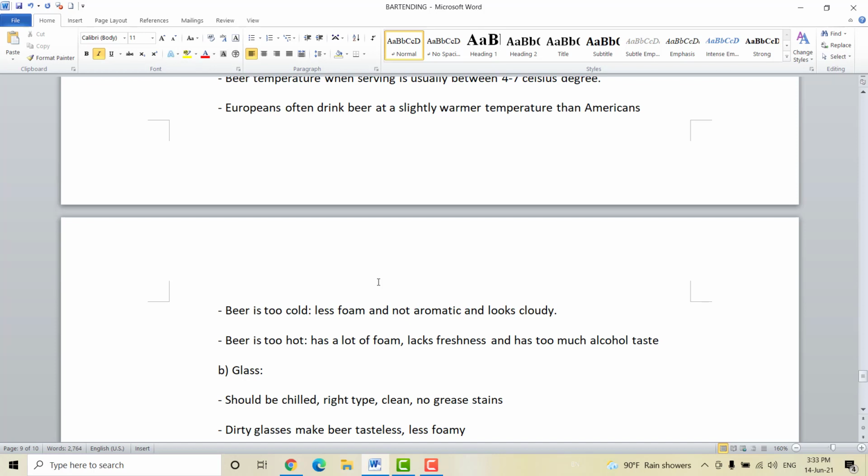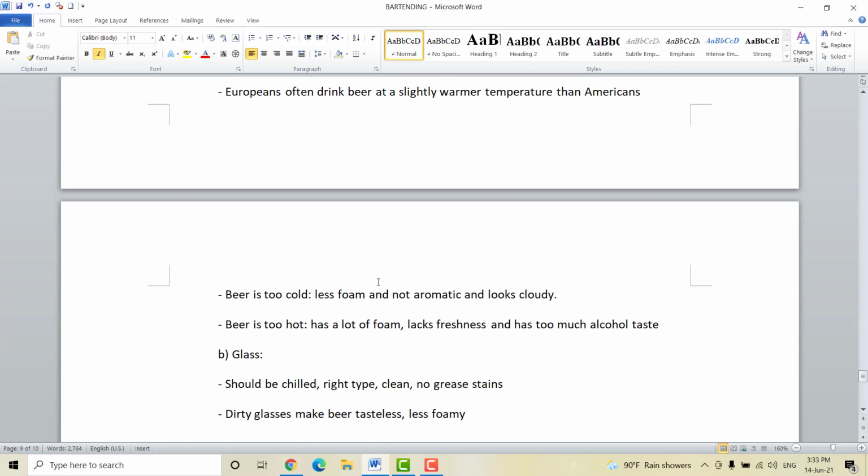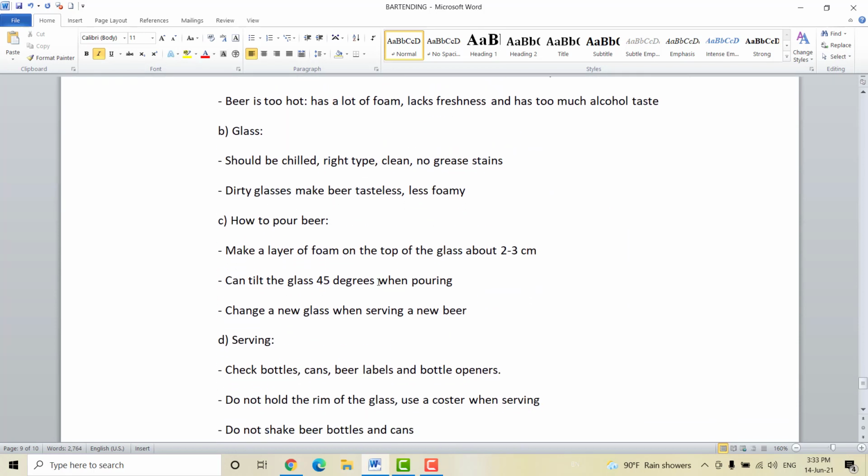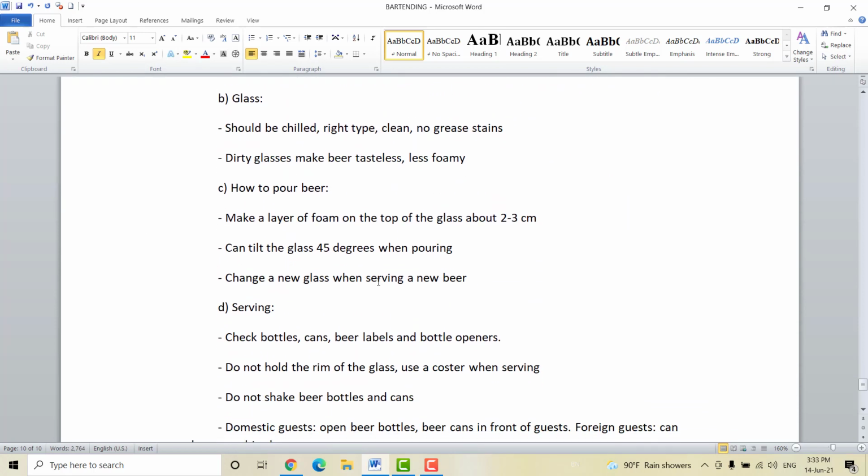If beer is too cold, it has less foam, is not aromatic and looks cloudy. If beer is too hot, it has a lot of foam, lacks freshness, and has too much alcohol taste. B. Glass. Should be chilled, right type, clean, no grease stains. Dirty glasses make beer tasteless and less foamy.